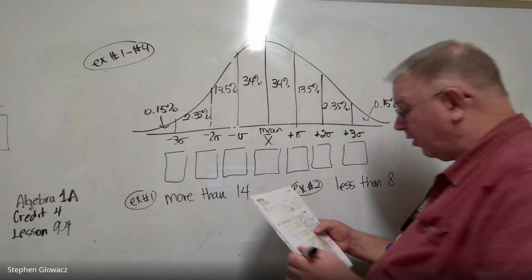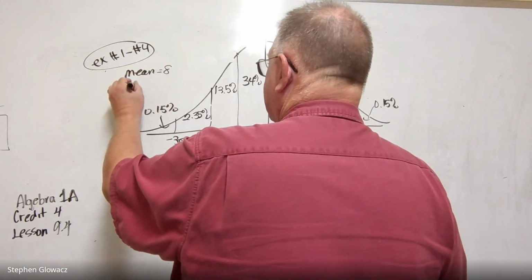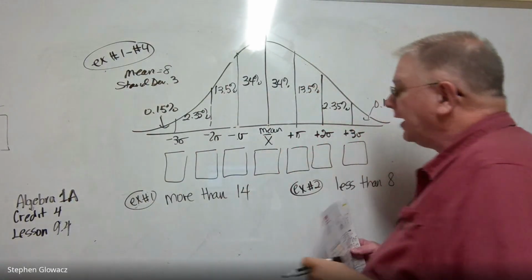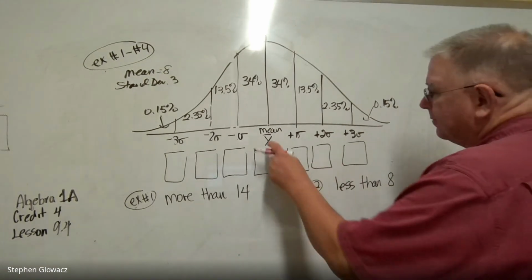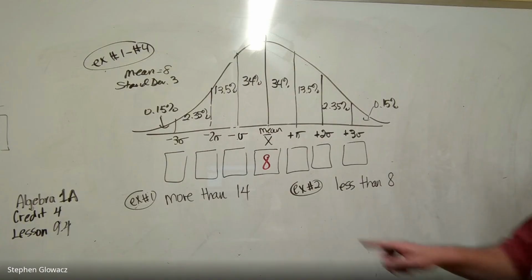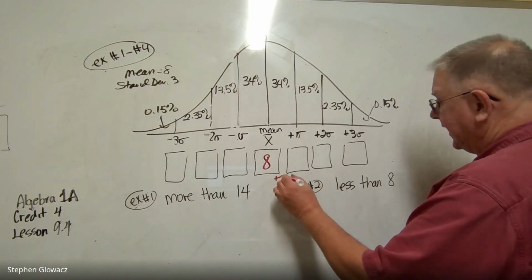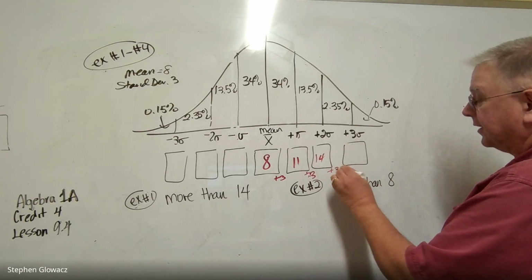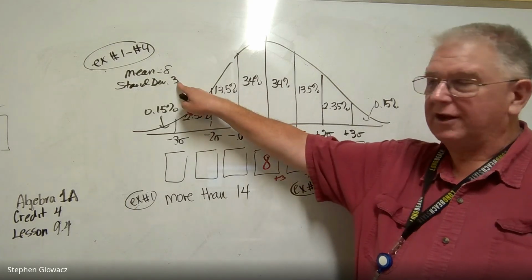So for our example, our mean is going to be 8, and our standard deviation is going to be 3. All right, so in fact, we're going to put this in a different color just to show that we've entered these numbers. So our mean goes right here in the middle. And then going above the mean, each standard deviation, we're going to add 3. So 8 plus 3 is 11. 11 plus 3 is 14. And then 14 plus 3 is 17.